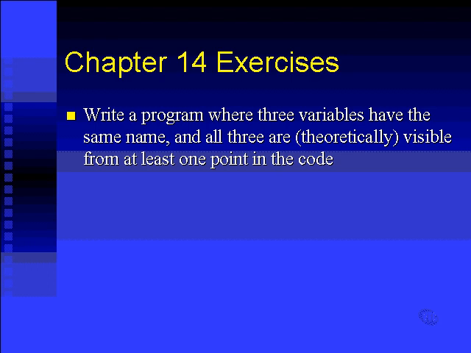Now what do I mean by theoretically visible? Let's put it like this. The compiler doesn't get confused as to which variable it should take if there are many available. However, you and I may get confused if we didn't happen to know the rules. So, I want there to be one point in the code where you and I might get confused if we didn't know the rules, and we wouldn't know which to pick out of three different possibilities.